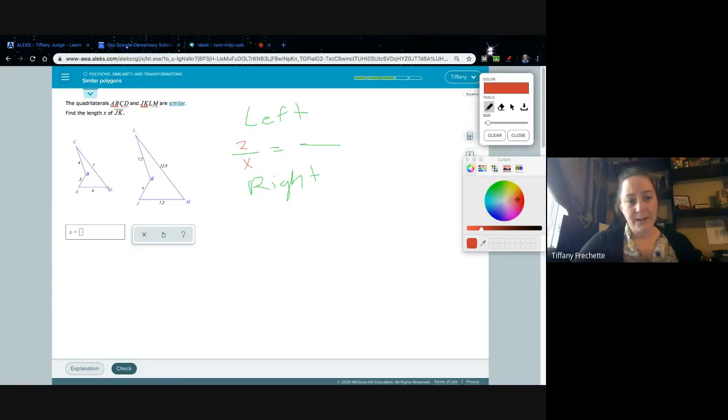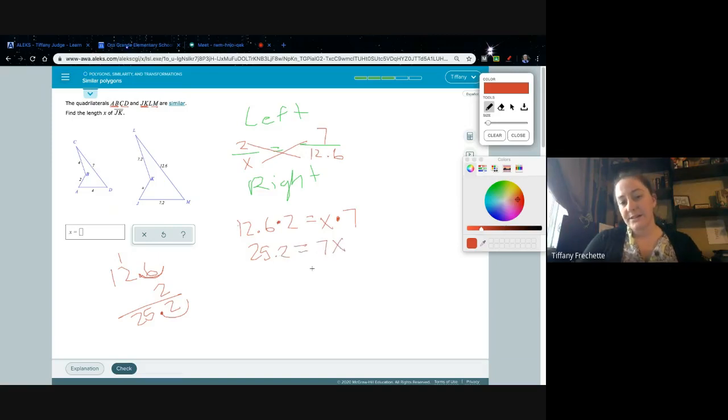So CD is 7, and that's on the left. And LM is 12.6. It's on the right, so it goes on the bottom. All right, let's cross multiply here. So we get 12.6 times 2 equals x times 7. These are multiplication right here. So 12.6 times 2, we get 12, 4, 5, and then we get 2. Remember, we have one number past the decimal, so that's all we want to come back. 25.2 equals 7x.